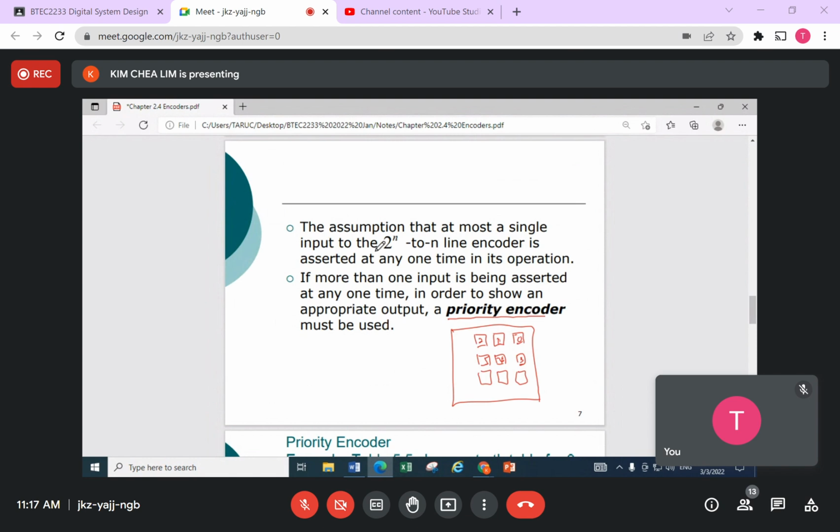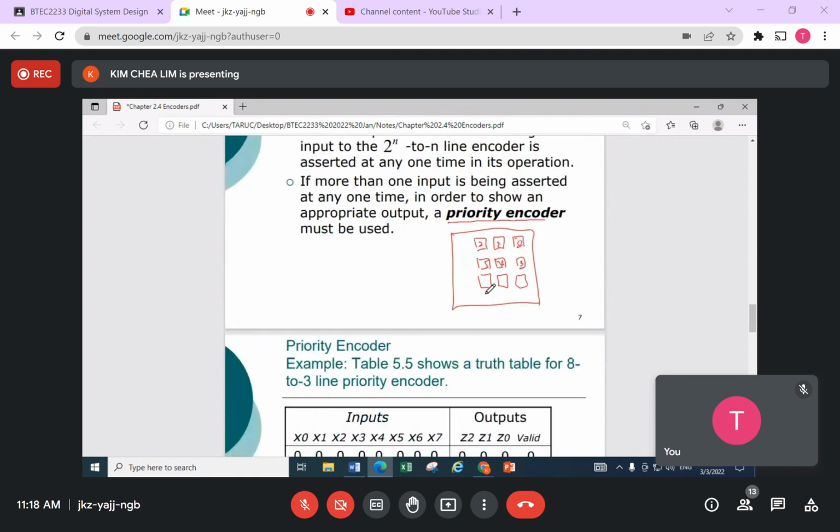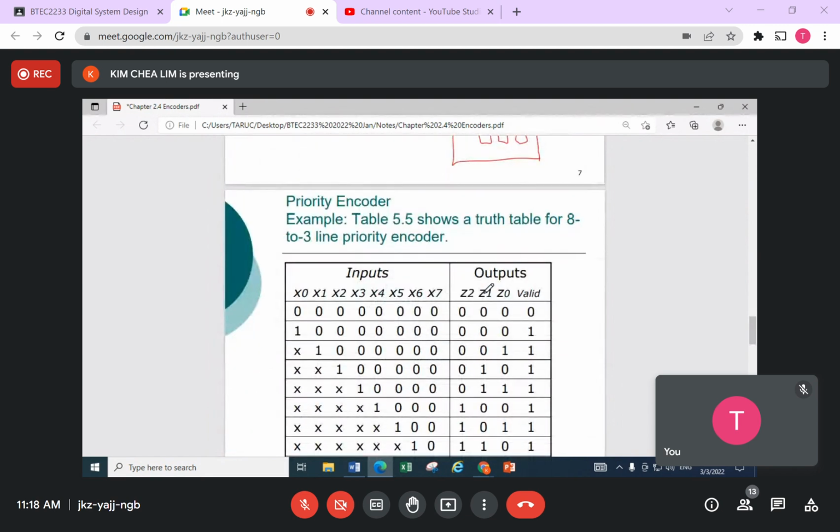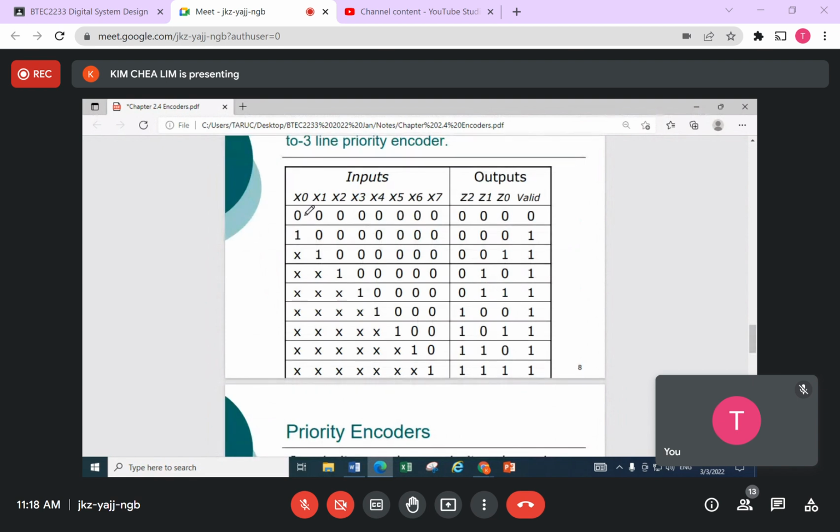In a priority encoder, if more than one input is asserted, meaning pressed or selected at any one time, then in order to show an appropriate output you need to use a priority encoder. There are actually different types of priority encoder. One type is that if you press 2 numbers, it will show you the largest number. Say for example, still 8 inputs and 3 outputs, here we add an enable. My enable must be a 1, then only will it work. If it's 0, you find that the output is forever 0.